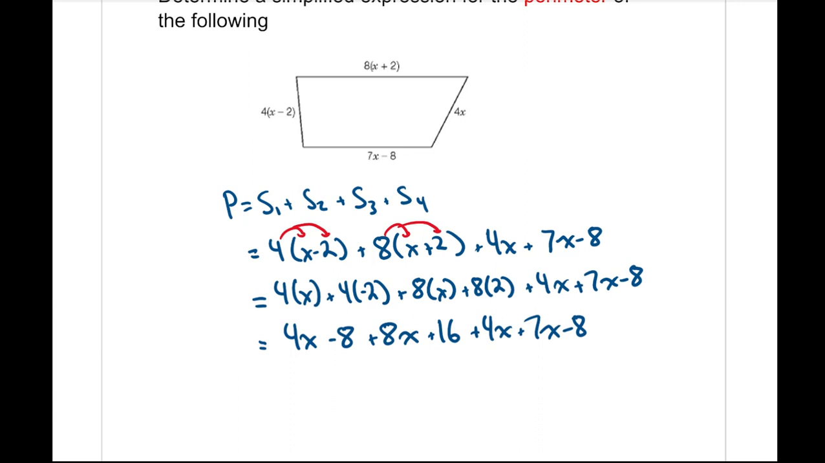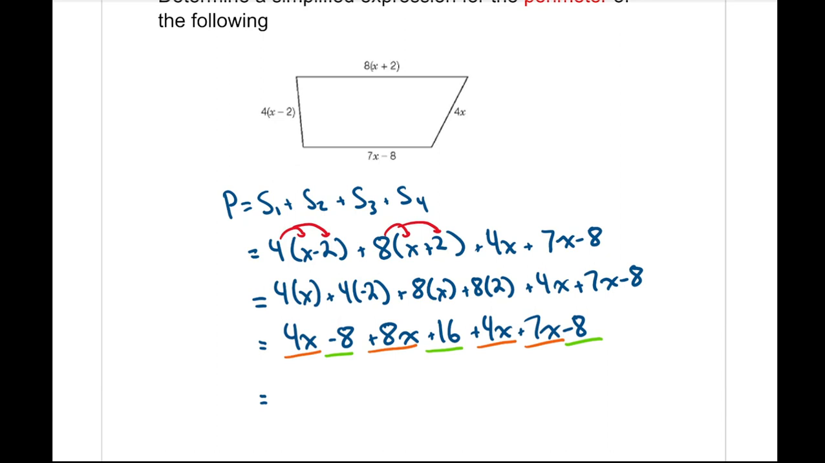Now that I've distributed everything, I've expanded everything, now I can work on simplifying. So I'm going to go through and find all my like terms. So 4x, 8x, 4x, and 7x. They are all terms that have x's. The only other terms, the minus 8, the plus 16, and the minus 8, those are all like terms because they don't have any variables.